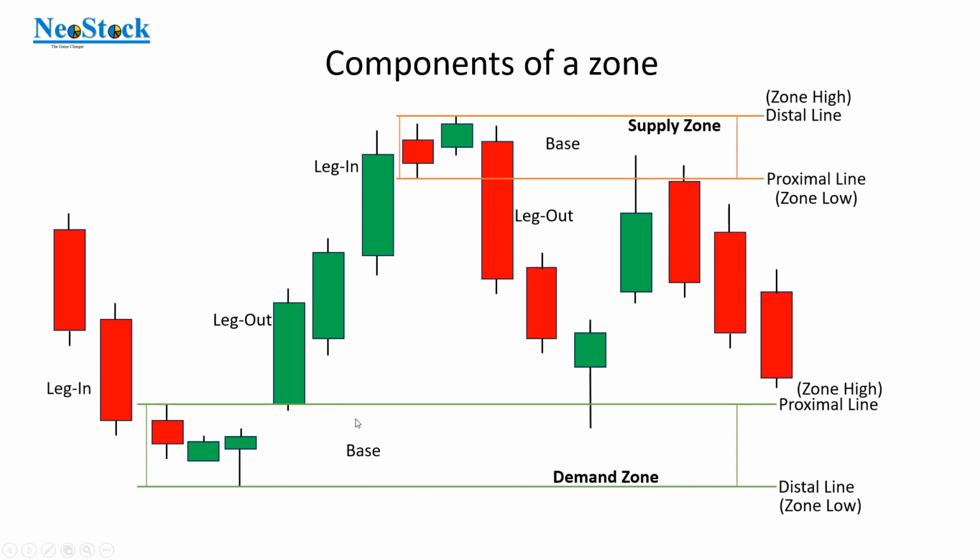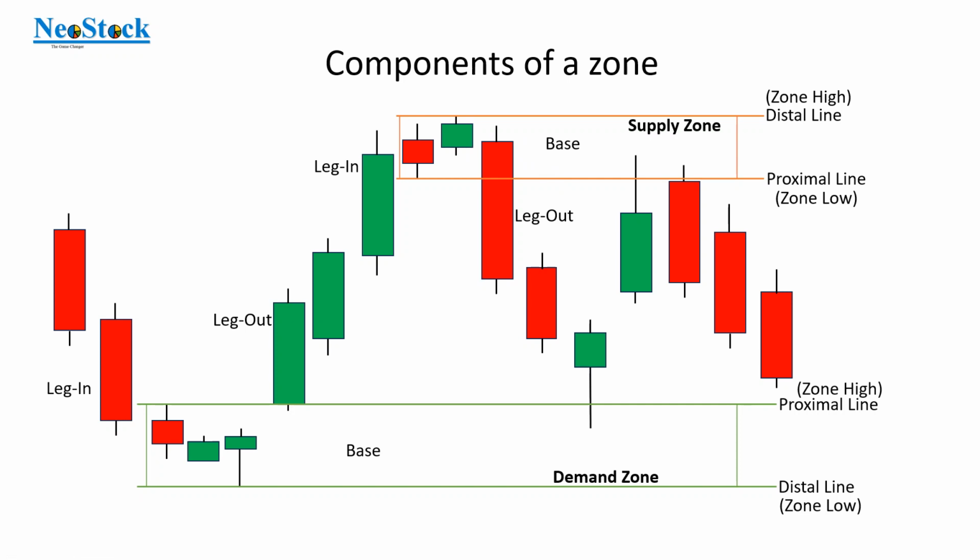And the third component of a zone is the leg out. Leg out is a leg candle, but it should always be a large leg candle. Leg out should not be a medium leg candle. For a demand zone, the leg out should always be a rally candle. And for a supply zone, the leg out should always be a drop candle.